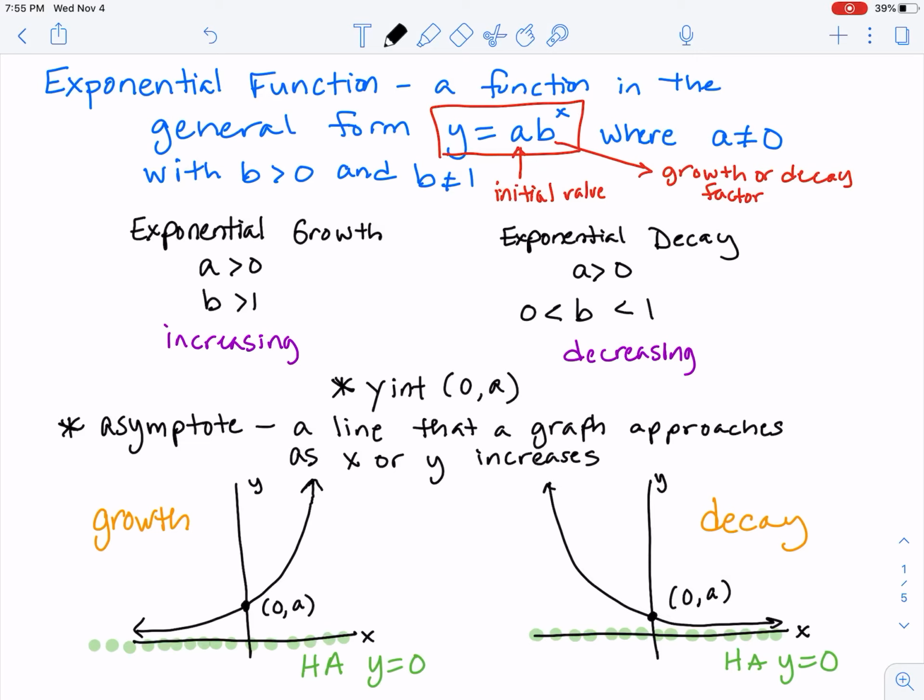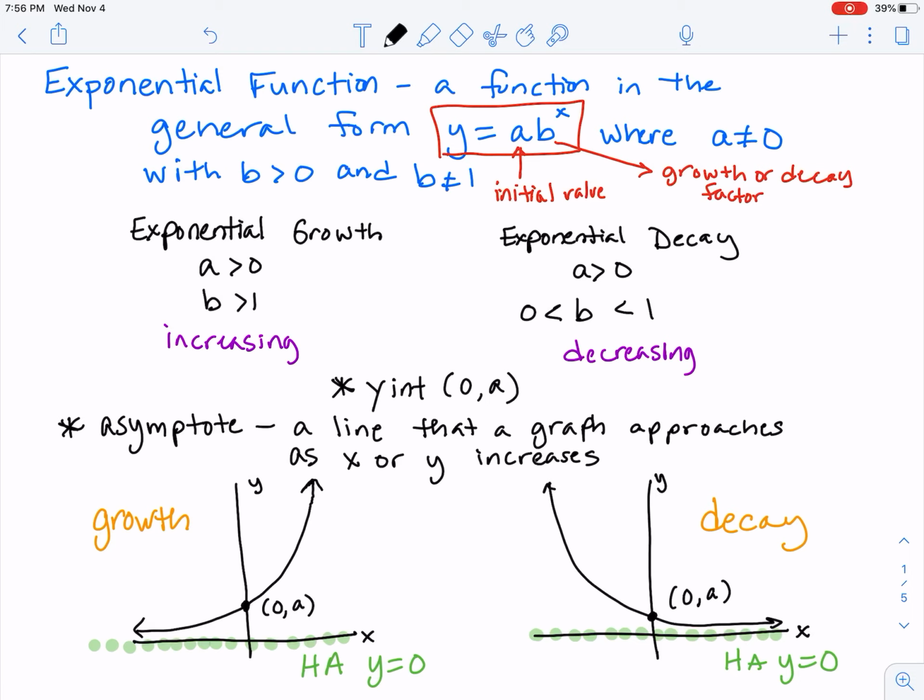Hey guys, this video is going to be about modeling exponential growth and decay. So we're going to explore those exponential models. So basically we're running into a new parent function. So an exponential function is a function that can be written in that general form that I've boxed in red.